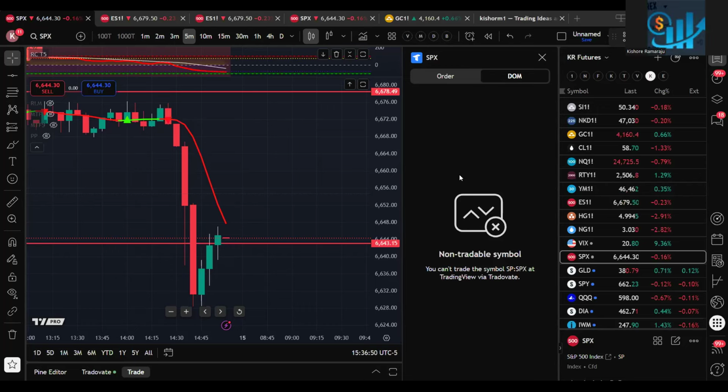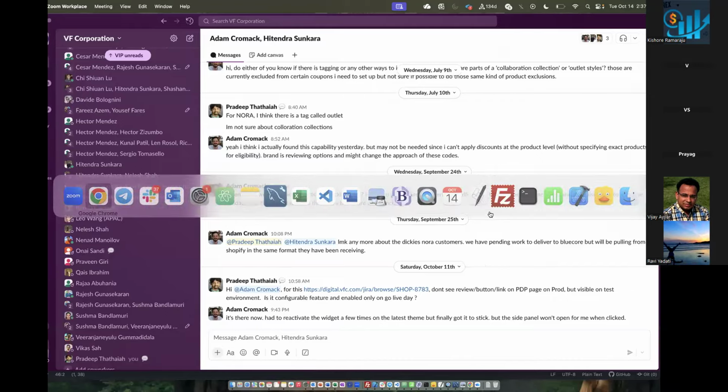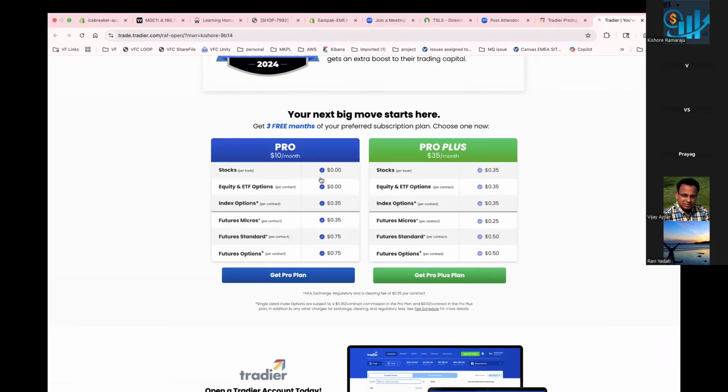Can I share my screen? Yeah, you can share. You see my screen, right? Yeah, see, this is Pro and Pro Plus. For Pro Plus, it's 35 cents for everything. For futures it's less, but for equity and ETF options it's zero here, but here it's 35 cents. And even index options are almost the same.